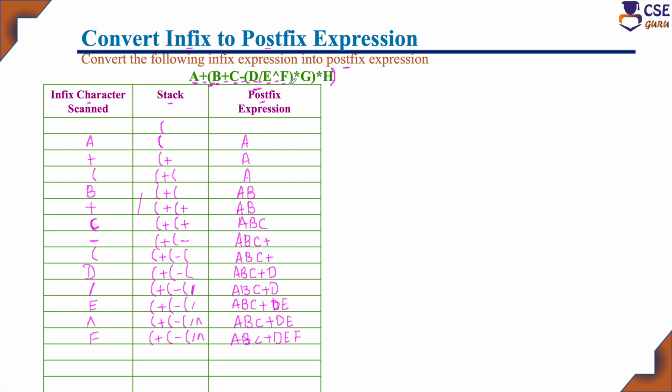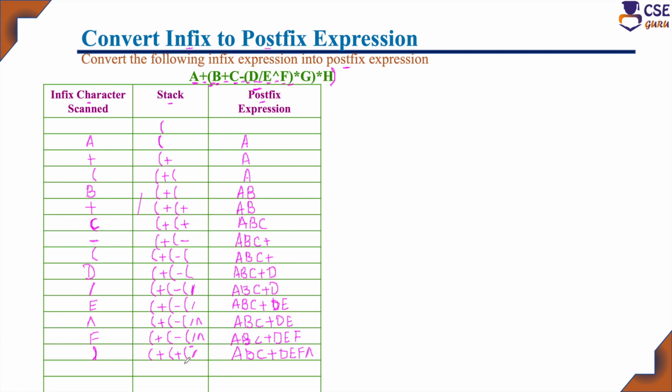And next comes the closed parenthesis. Whenever you encounter a closed parenthesis, until you encounter the first open parenthesis, one by one from the top element of the stack, pop it and place it in the postfix expression. So first you have to pop this exponent operator and place it in the postfix expression. The stack content will be up to the division operator. Now the postfix expression is A, B, C plus D, E, F, and then this exponent you place here.